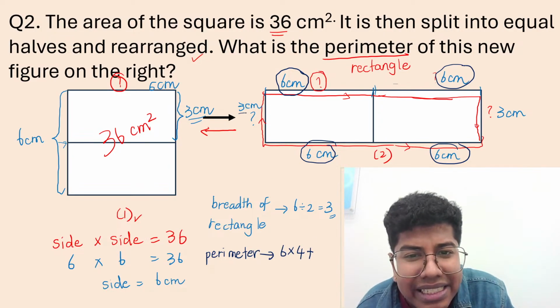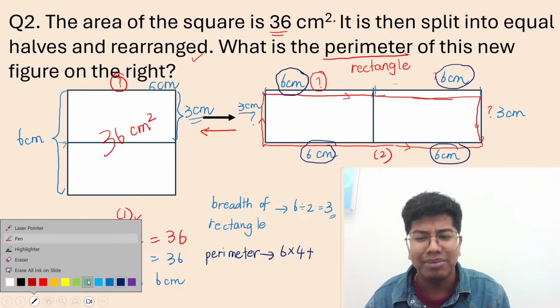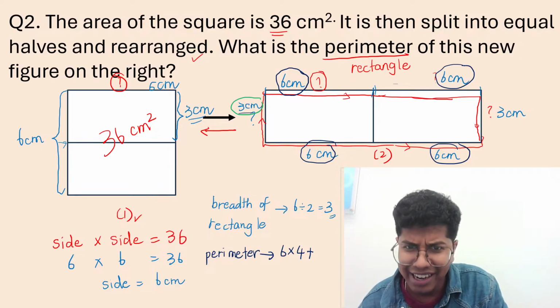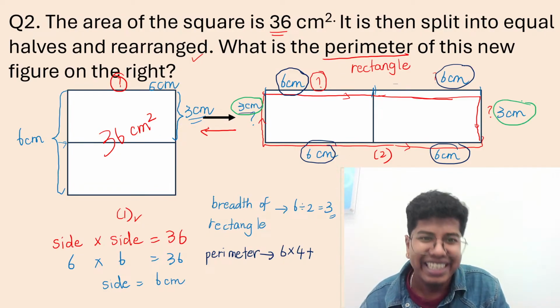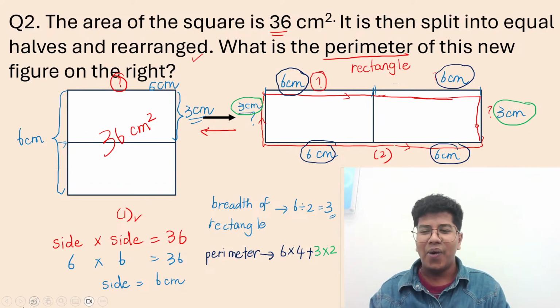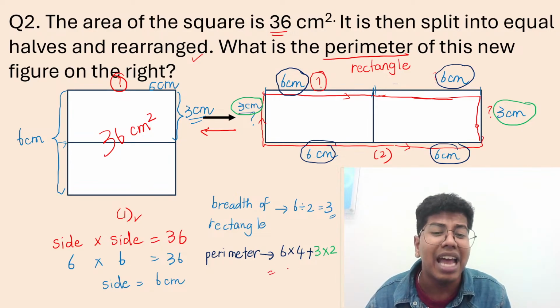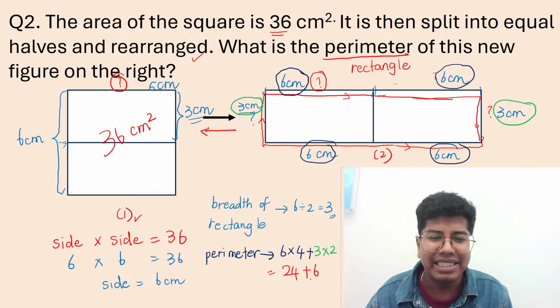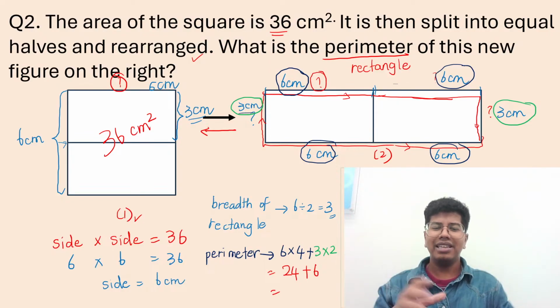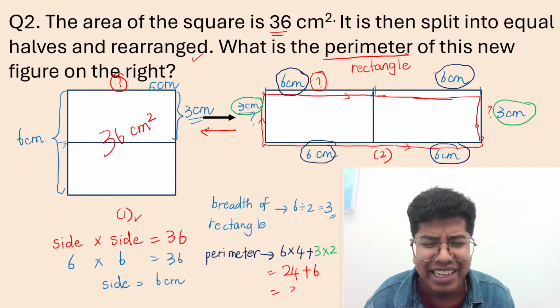Then comes this 3 centimeter. The 3 centimeter is how many times? We can see it's here and also it's here. So this is nothing but 3 times 2. And now, if you want to find out the value, it's nothing but 6 times 4, 24, plus 3 times 2, 6. So 24 plus 6, answer first. Perfect. That is 30 centimeter.